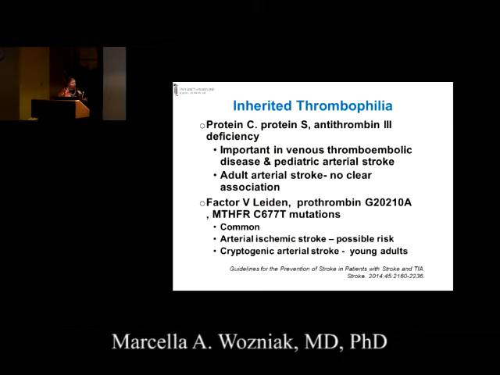So who are we recommending? Cryptogenic strokes in young adults, okay? And specifically asking about family members who also have premature stroke or venous thromboembolic disease. And these are not just my opinion, but the American Heart Association and Consensus Stroke Guidelines from 2014.